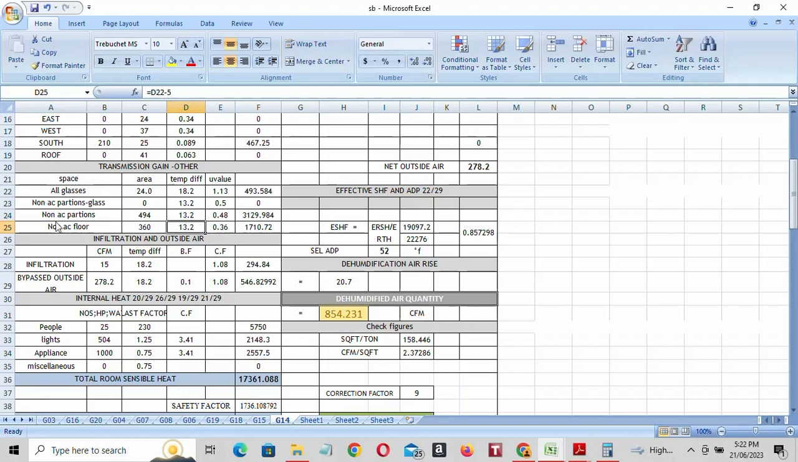And for U value for non-AC partition, I already showed you that is 0.48. For non-AC floor it is 0.36. If you multiply, you will get this value, okay. Transmission gain through other is completed.